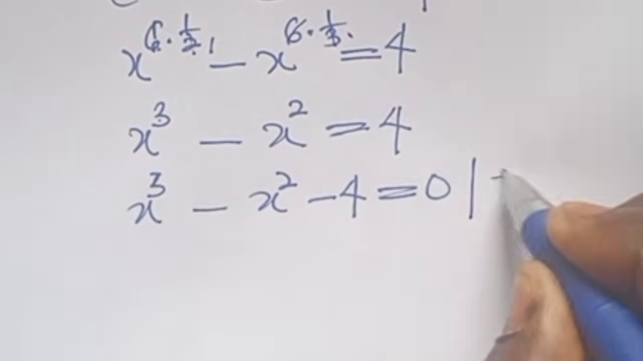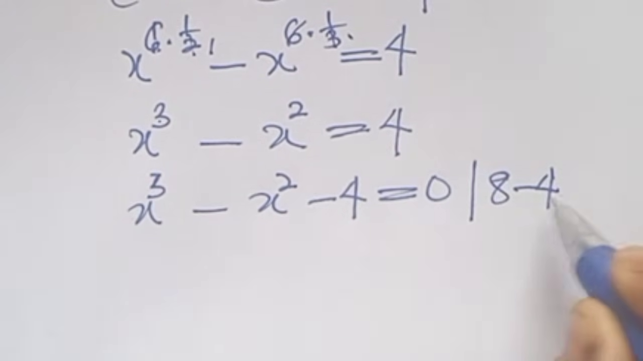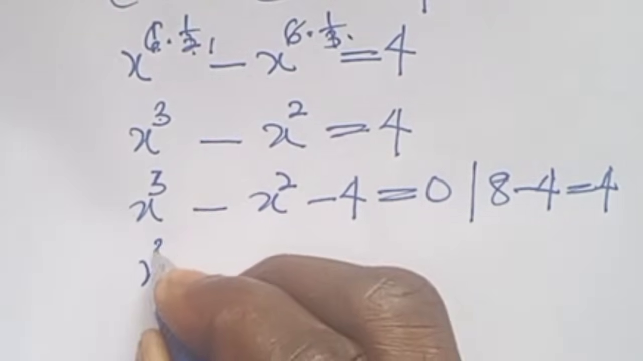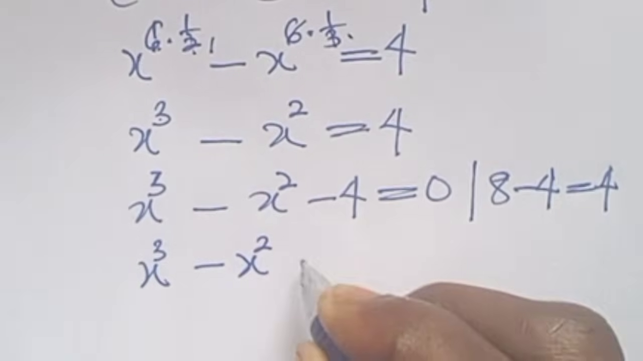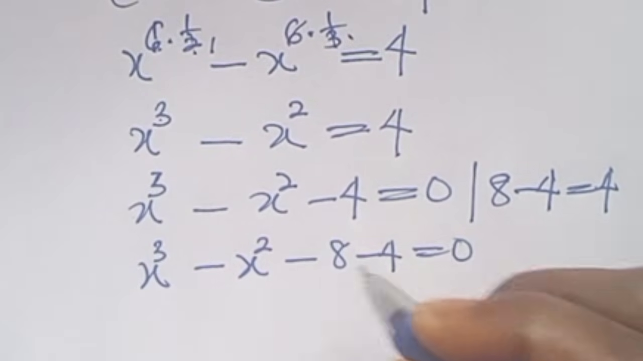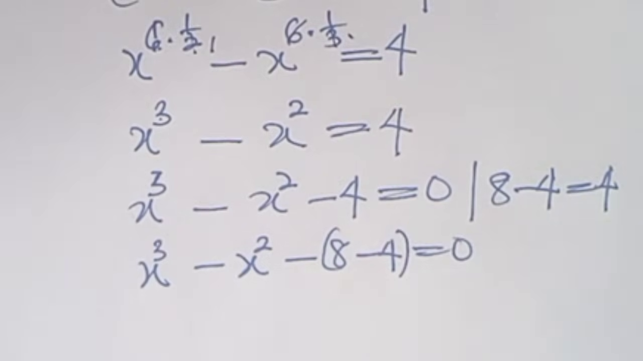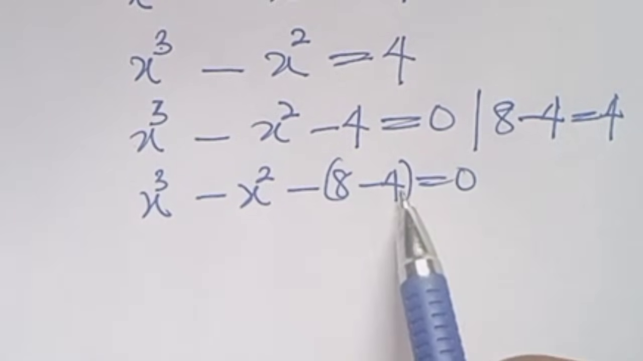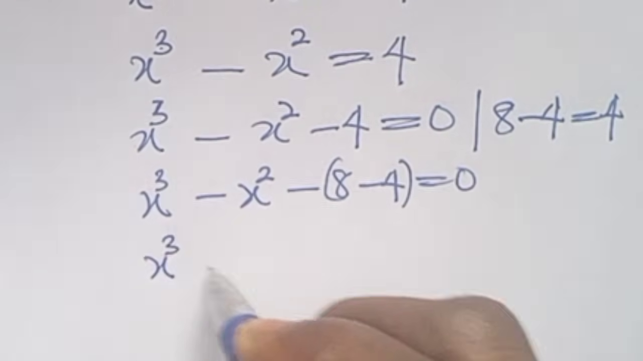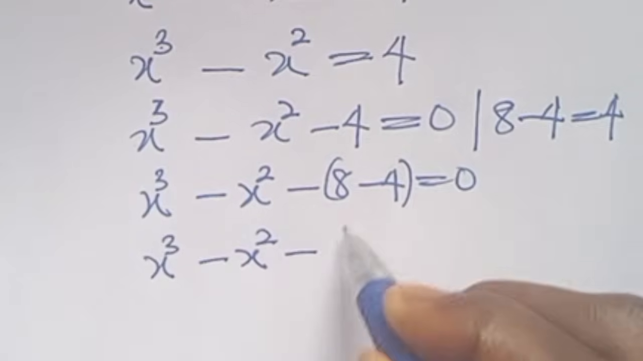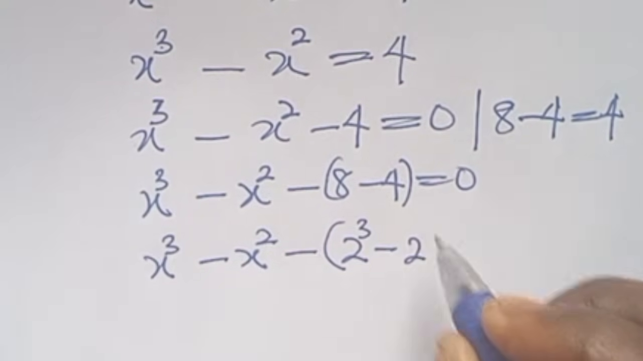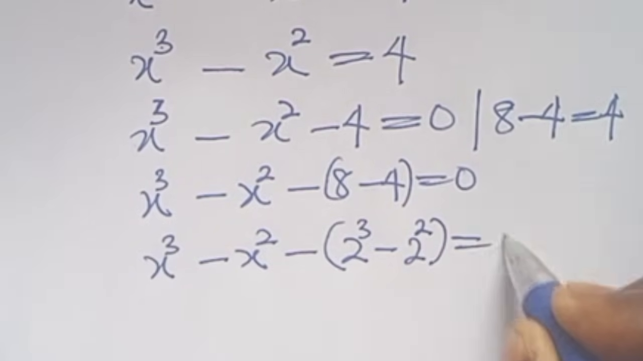But 4 can be written as 8 minus 4. 8 minus 4 is equal to 4. So the next line becomes x to the power of 3 minus x to the power of 2 minus 8 minus 4 equals to 0. Have to put it in a bracket. So we're going to write 8 and 4 to have a respective power of 3 and 2, that is x to the power of 3 minus x to the power of 2 minus, in bracket, 2 to the power of 3, which is 8, minus 2 to the power of 2, which is 4, everything equals to 0.